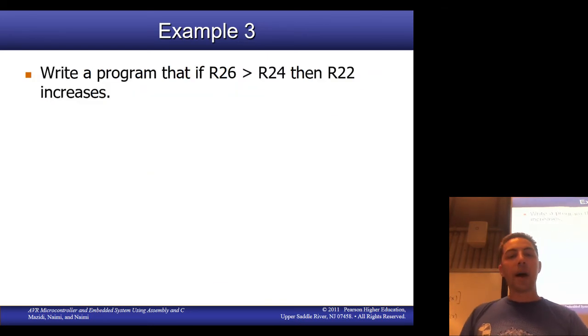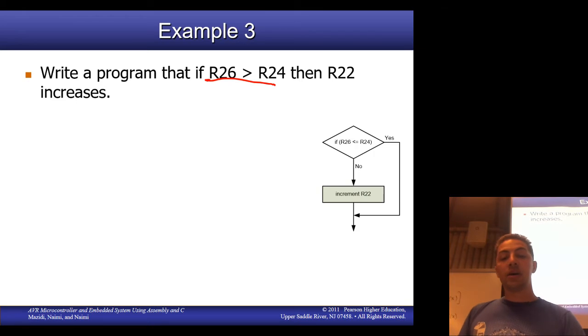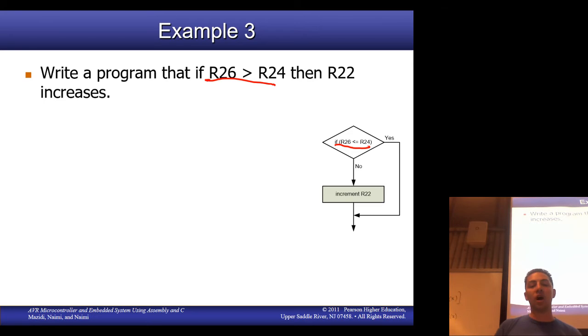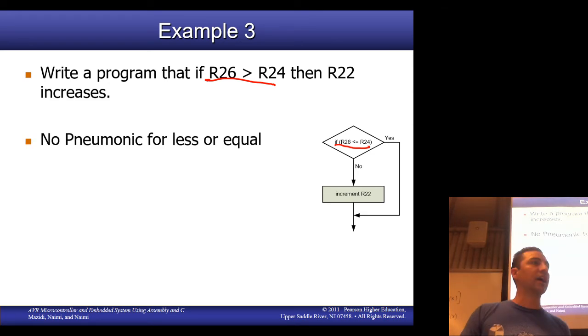Okay. So the problem with this next question, write a program that if R26 is greater than R24, increment R22, is, yeah, we correctly can say, all right, we understand that we want to switch that so that the branch goes around. And the opposite of greater than is less than or equal to. Everybody agrees that the opposite of greater than is less than or equal to. But in this case, we do not have a mnemonic for less than or equal to. And I think I made a pretty big deal about that last time.